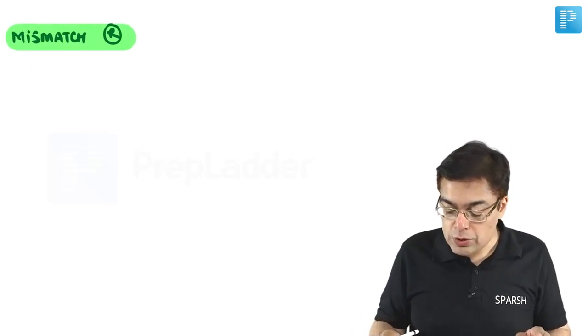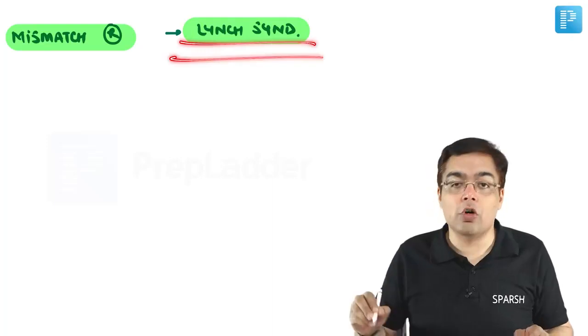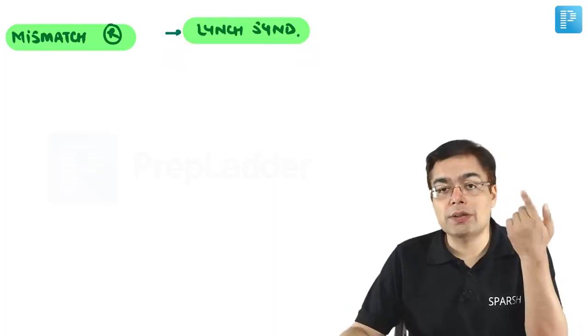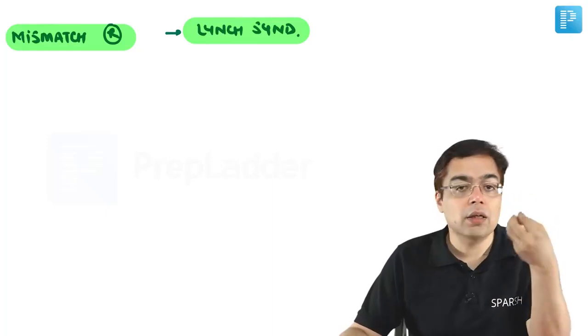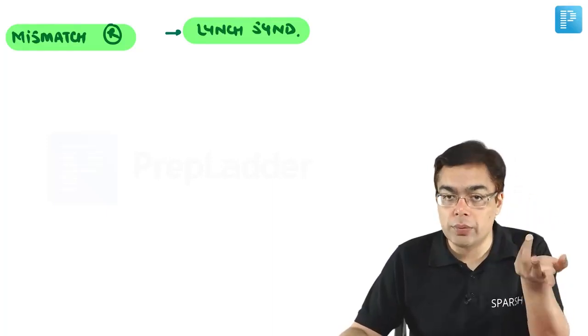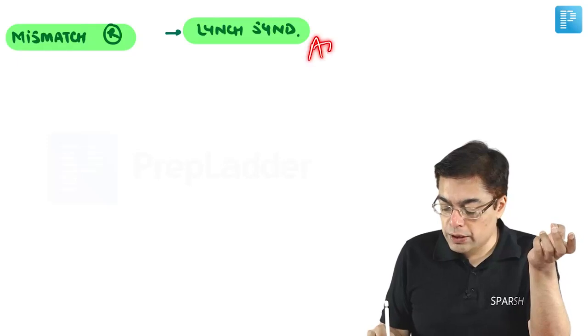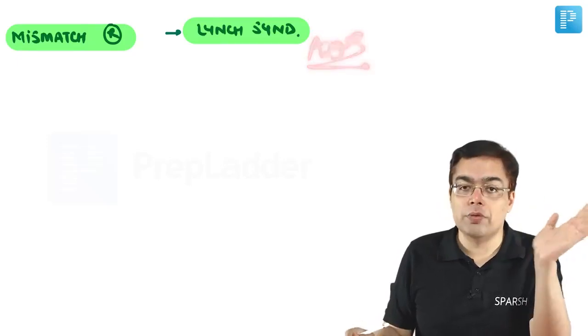Mismatch repair defect is seen in an individual suffering from Lynch syndrome. So there is increased risk of development of colon cancer, ovarian cancer, and endometrial cancer. This is an example of a condition having an autosomal dominant mode of inheritance.